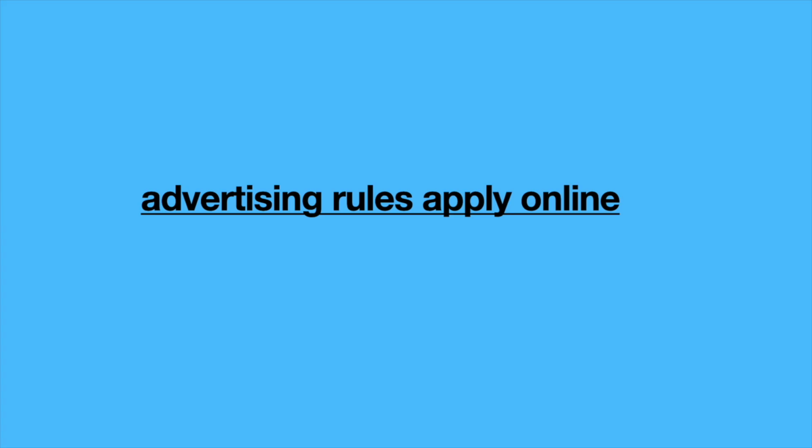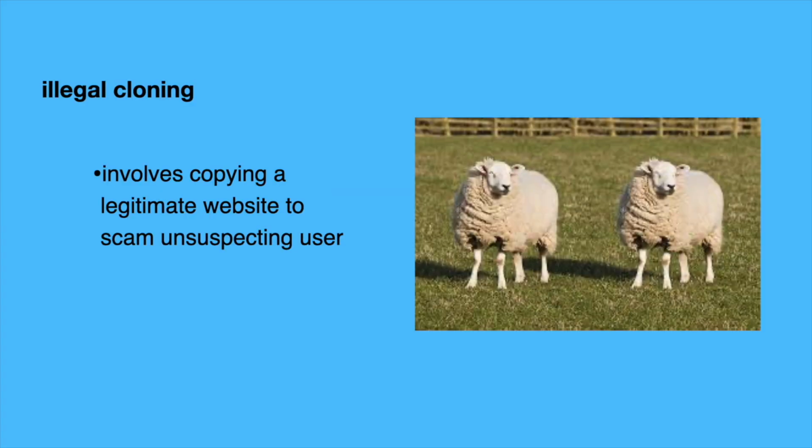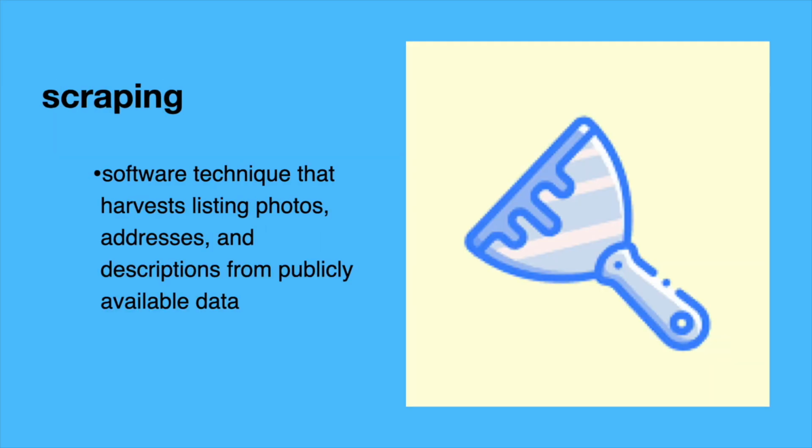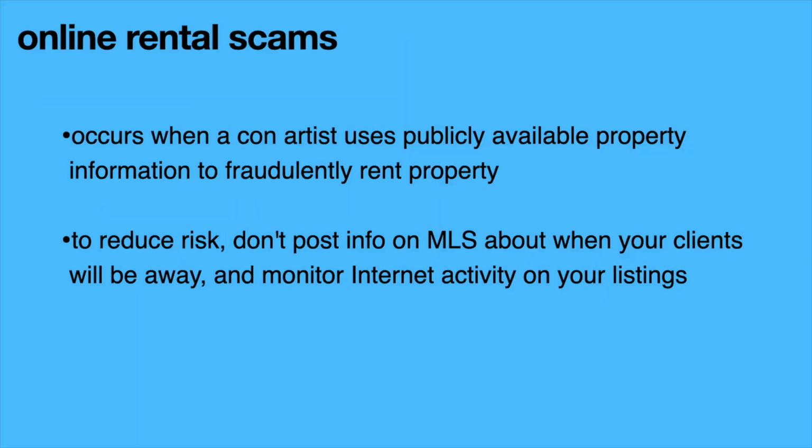Advertising rules apply online. Illegal cloning involves copying a legitimate website to scam unsuspecting users. Scraping is a software technique that harvests listing photos, addresses, and descriptions from publicly available data. An online rental scam occurs when a con artist uses publicly available property information to fraudulently rent property.